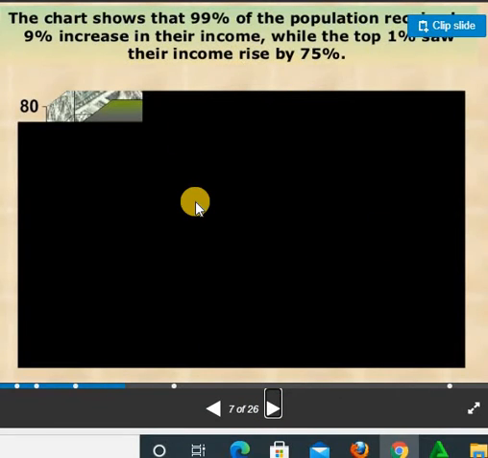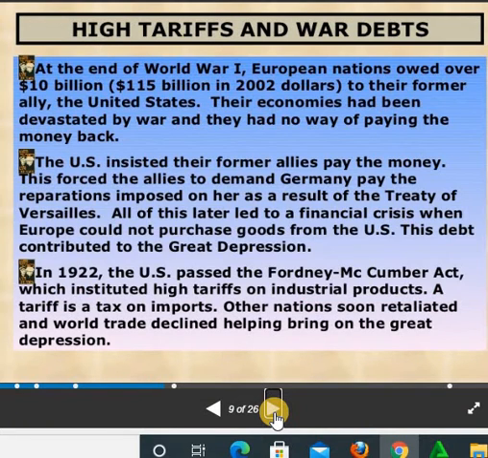So here is a chart that explains the uneven distribution of wealth in America. This light part is the 1% of the population that received a 75% increase in their income, yet this dark part represents the 99% of the American population which only saw a 9% increase in their income. So this eventually led to the Great Depression.